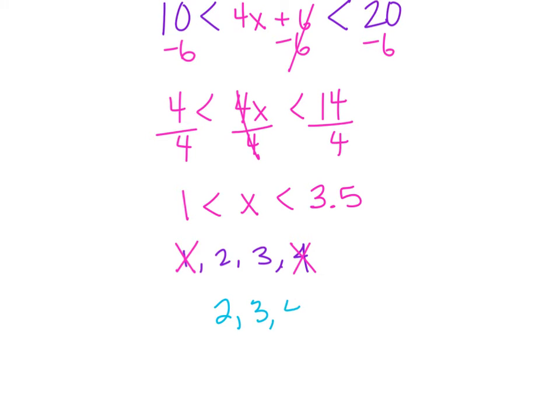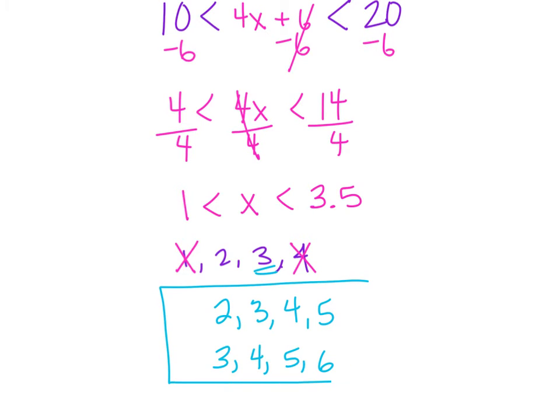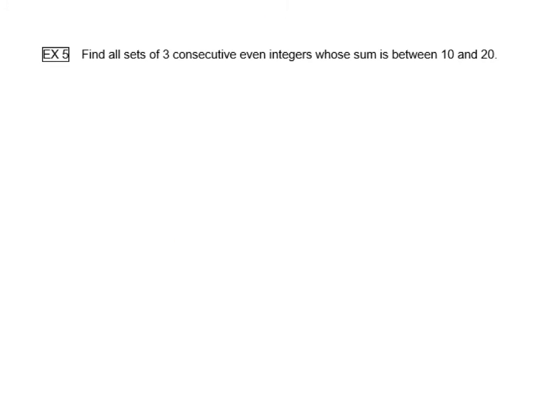So list 4 consecutive integers starting with 2. 2, 3, 4, 5. That's one possible set. 3 could also be x, so you start your 4 consecutive integers with 3. 3, 4, 5, and 6. So there's your 2 sets of 4 consecutive integers. Wow, this gets pretty wordy. Alright, well this one is kind of similar to the last one, so that's good. Hopefully it'll make a little bit of sense.